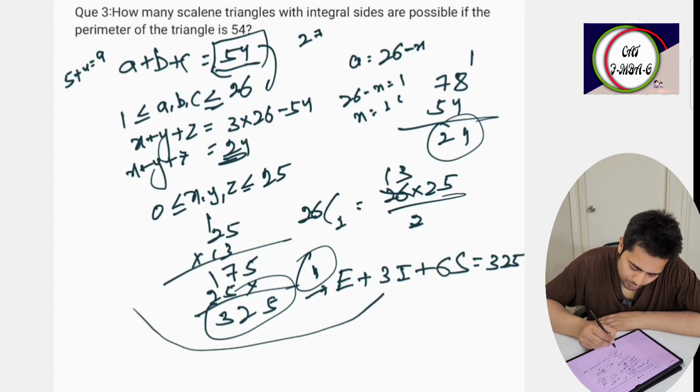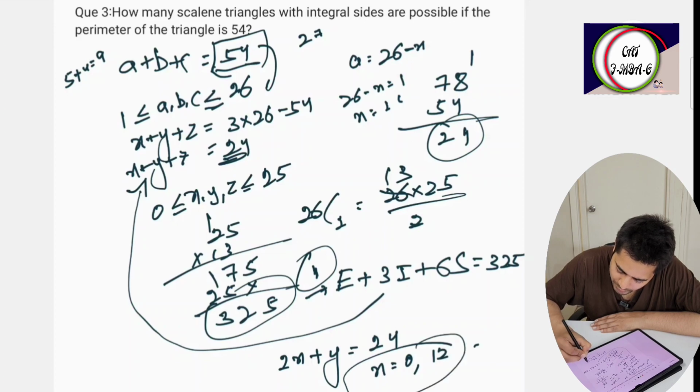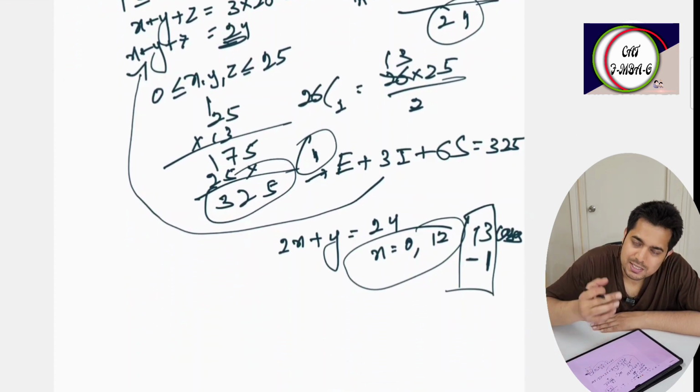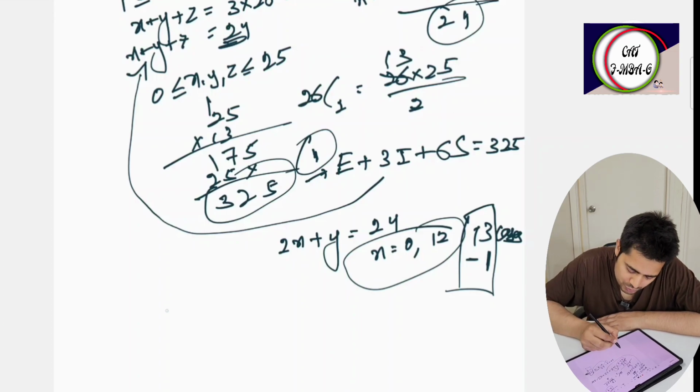Now again we have to find I. So 2x plus y is equal to 24. So x ranges from 0 to 12, so there are 13 cases, minus 1, 13 minus 1. Why? Because E is equal to 1, it will also contain one equilateral triangle case. So there are 12. I is equal to 12.